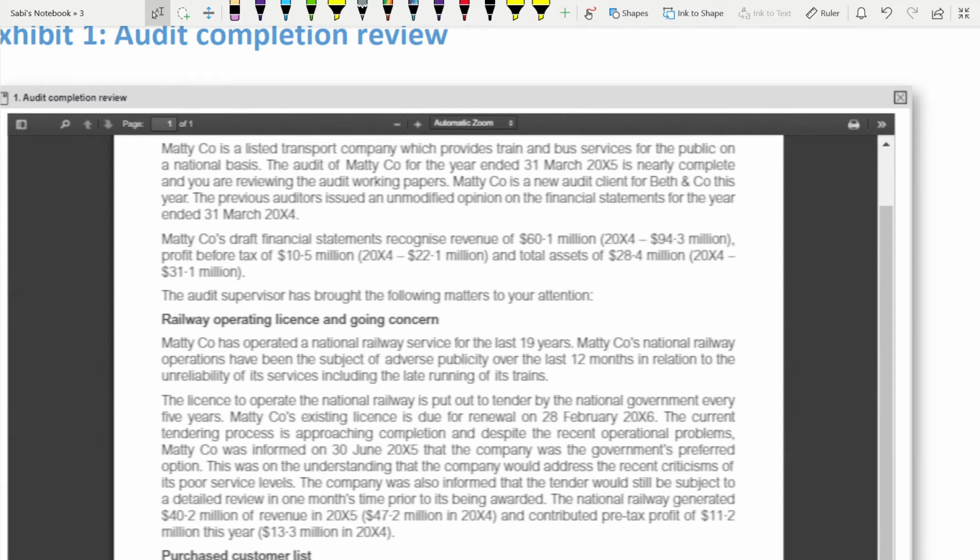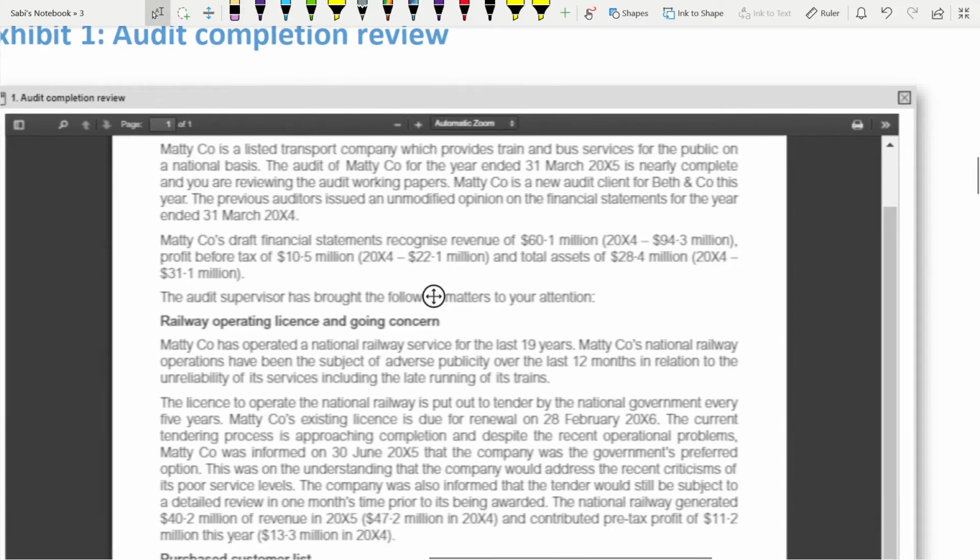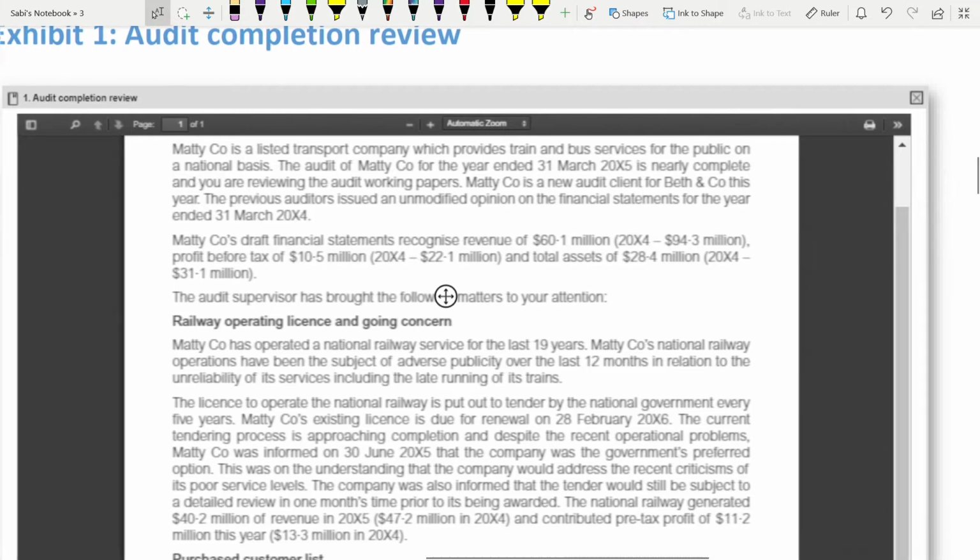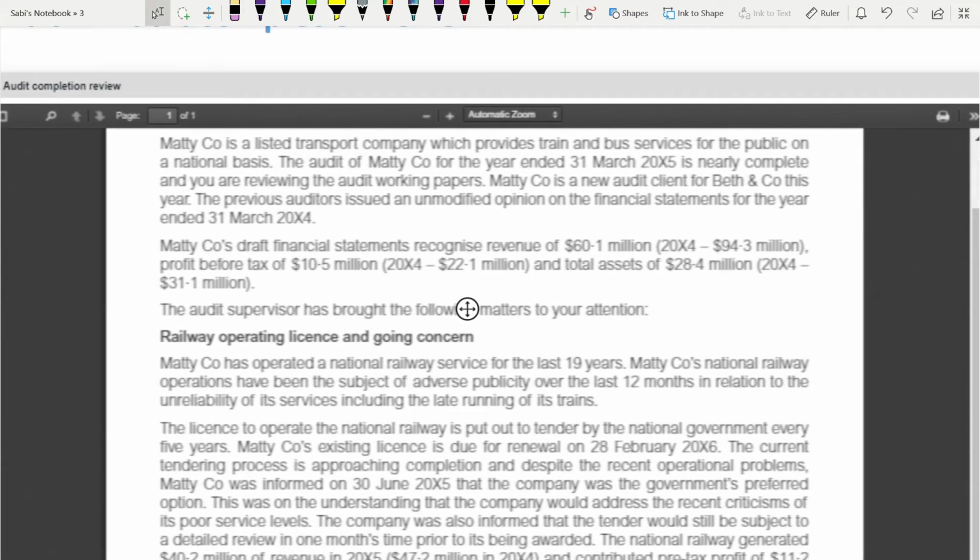I hope it's clear. It's a little blurry, guys, I can understand, because when the screenshot was taken, it was like this only. So Matley Company is a listed transport company which provides train and bus services for the public on a national basis. The audit of Matley Company for the year ended 31st March 2005 is nearly complete, and you are reviewing the audit working papers. Matley Company is a new audit client for Beth and Company this year. The previous auditors issued an unmodified opinion on the financial statements for the year ended 31st March 2004.